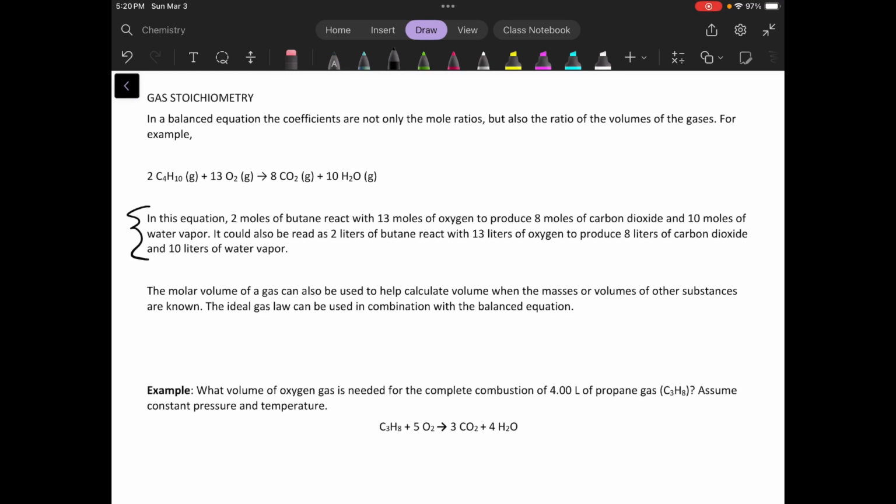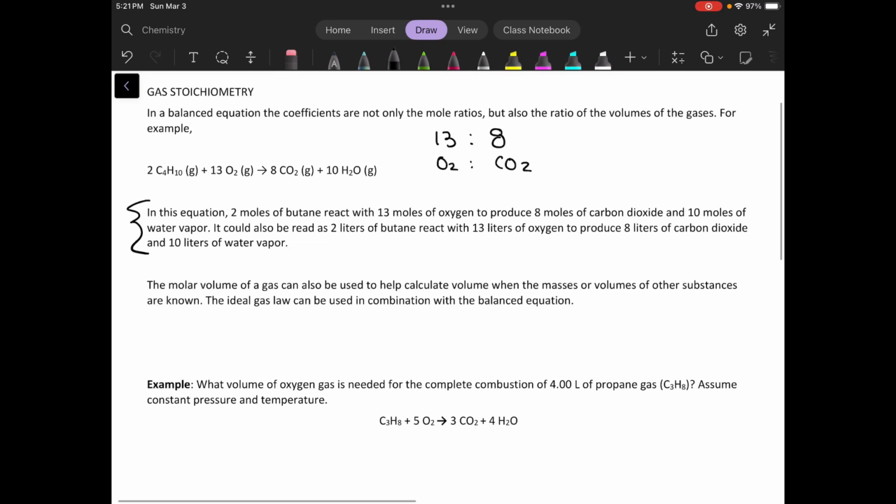So it says that our coefficients not only represent a mole ratio, but it also represents a gas or a volume ratio. And that comes from our Avogadro's principle, where if they have the same volume, they have the same number of moles. So we could say that 13 to 8 represents the moles of O2 to moles of CO2. Or we could say it's the liters of O2 to liters of CO2. So this has some effects on how we do our conversions.